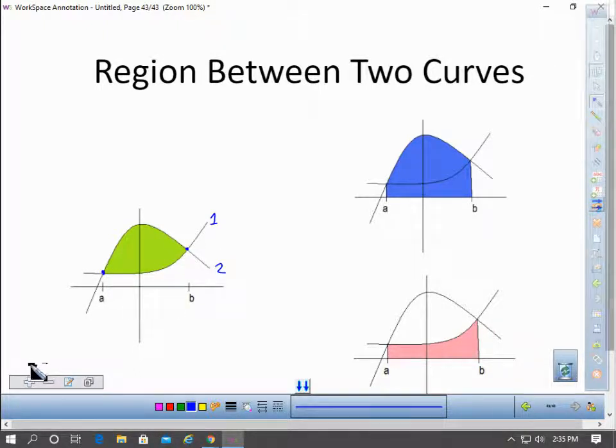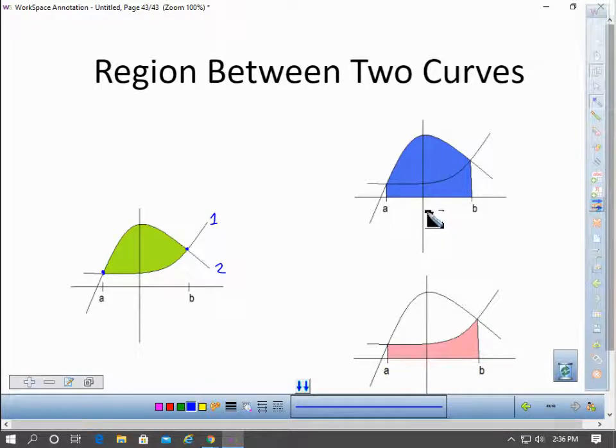Okay, so how are we going to find the area between them? Well, like I've said before, we have already been doing all year long, we have found the area under a curve down to the x-axis. So we've been doing that last year. We already know how to do that.